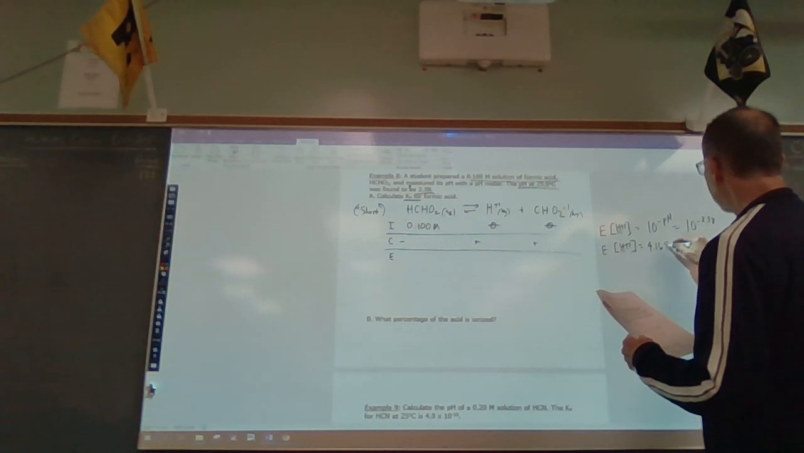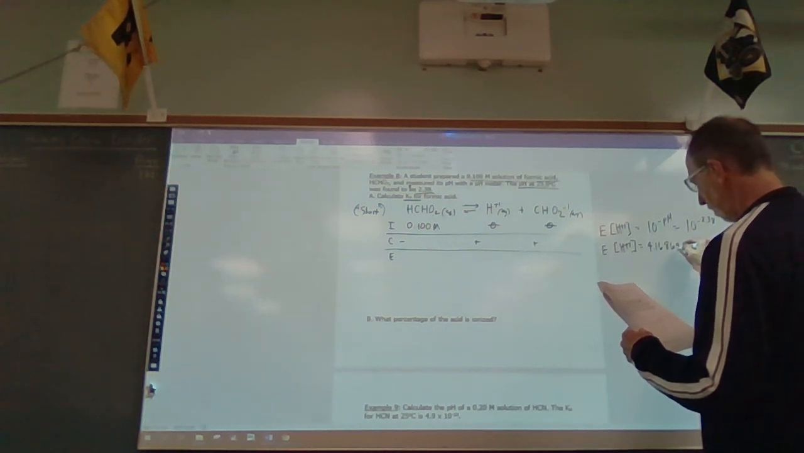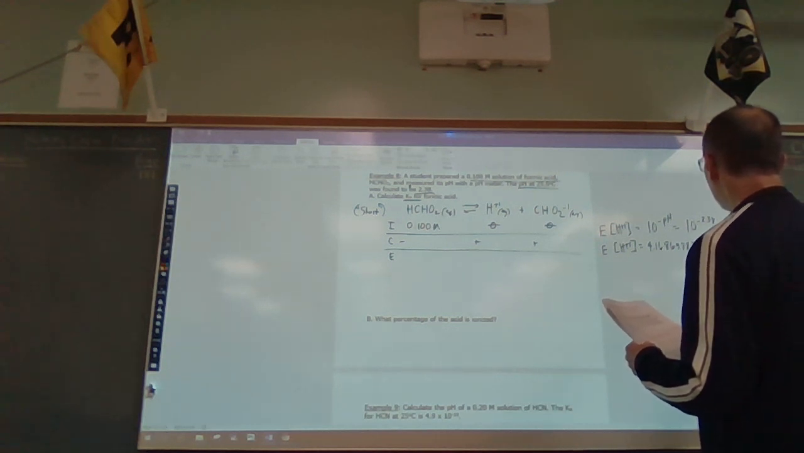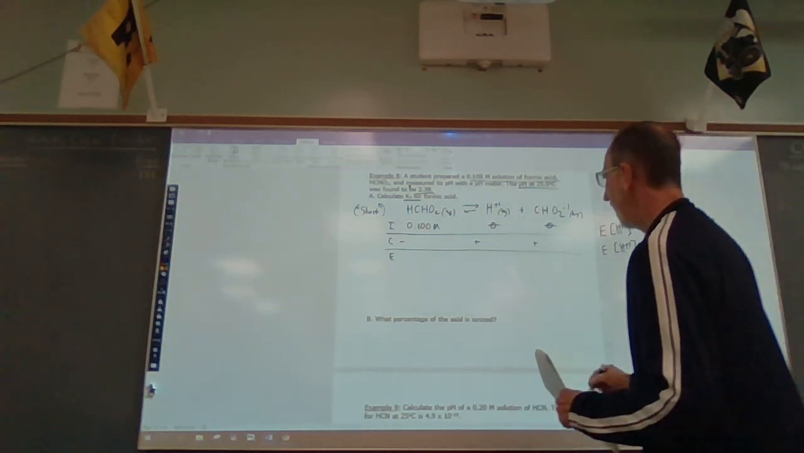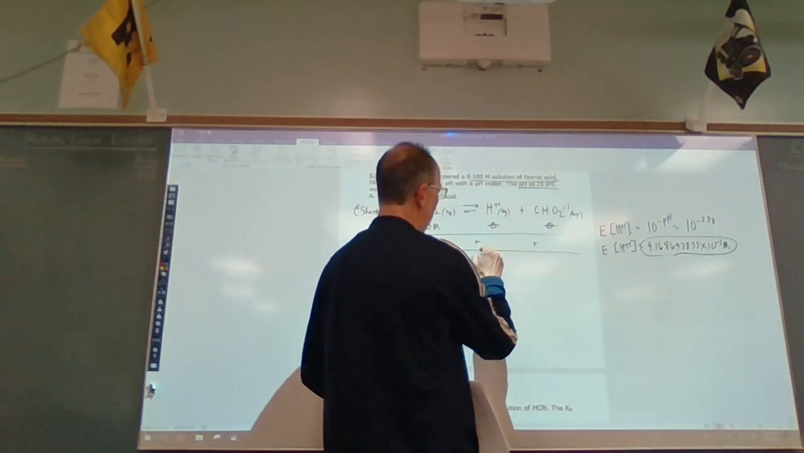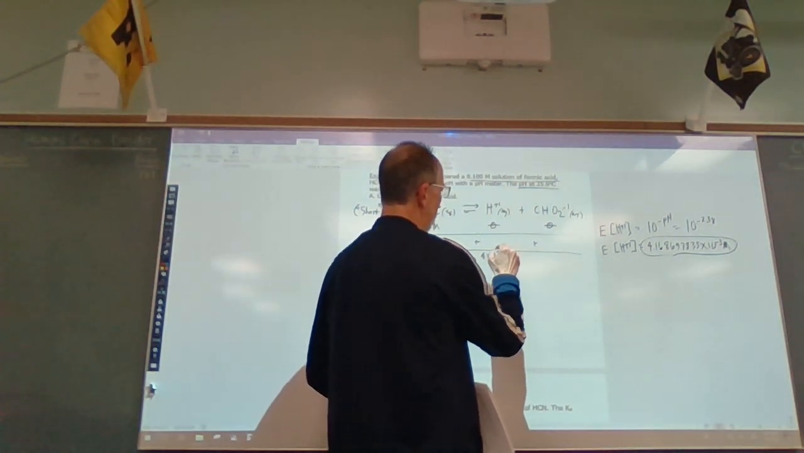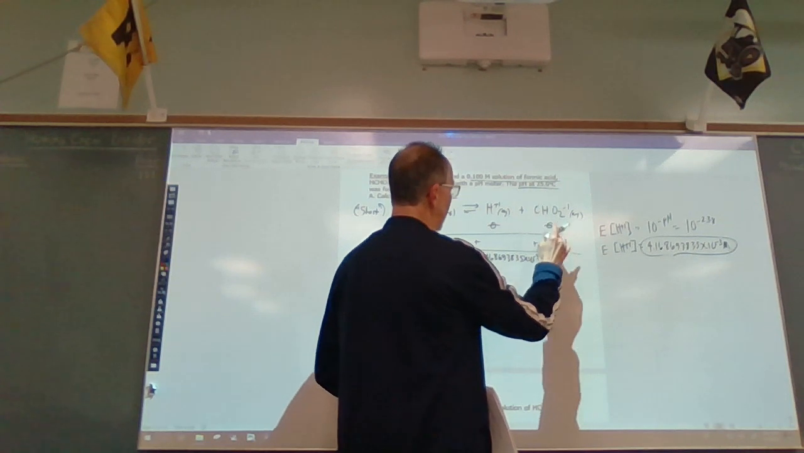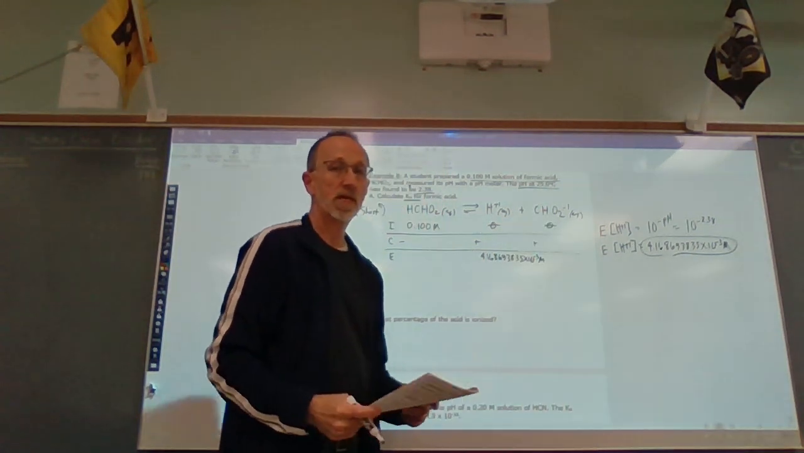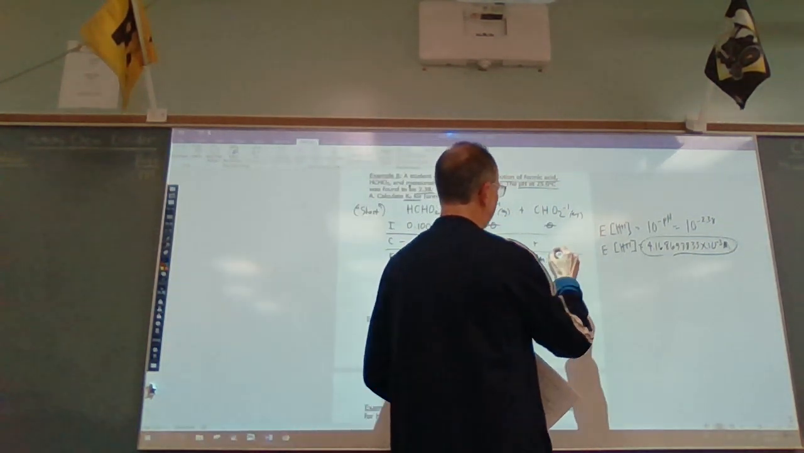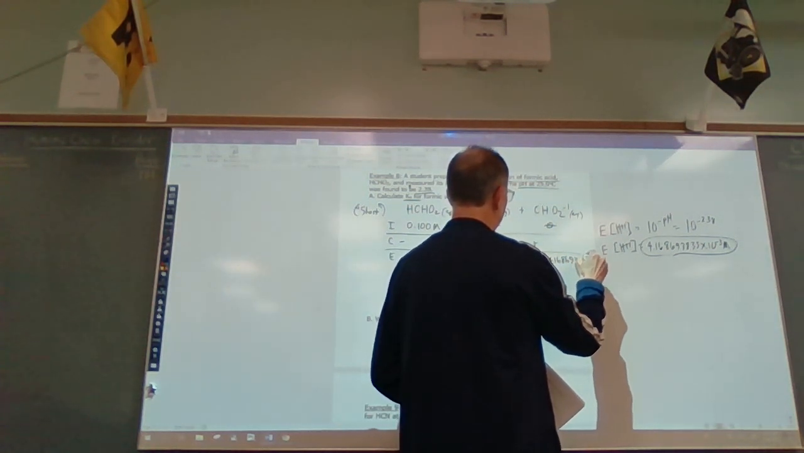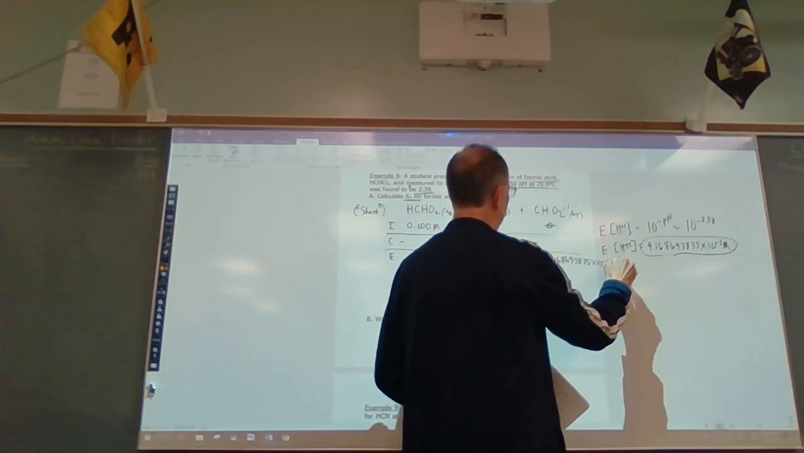4.16869 3835 times 10 to the minus third molar. And that then would go right here, 4.16869 3835 times 10 to the minus third. Same thing with our formate ion, because they're in a 1:1 mole ratio: 4.16869 3835 times 10 to the minus third.